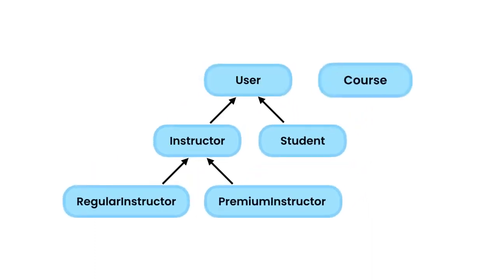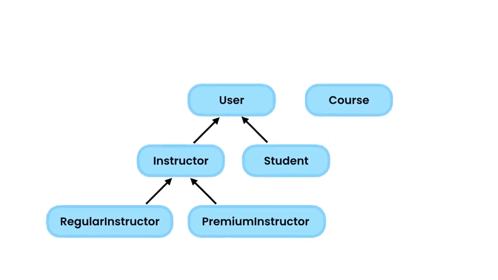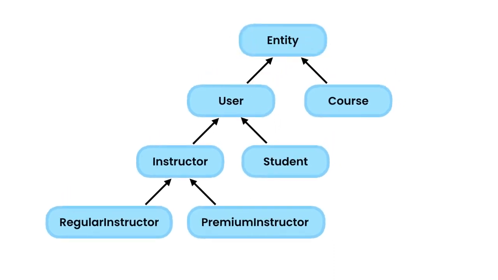On the other side, we have courses. These courses have a few attributes like ID, name, and so on. We need the same attributes in the user class. So we can extract a new base class like entity and put these attributes there.